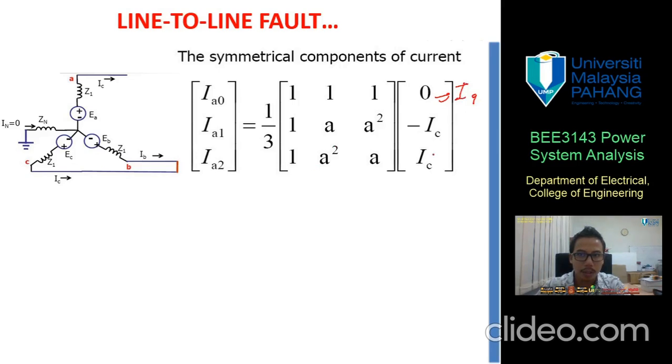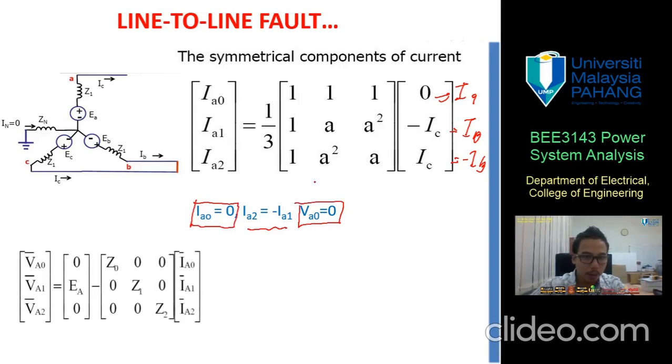Because IC equals negative IB, that's why IB equals minus IC. From here you can just multiply it. Just solve this matrix, and you're going to get IA0 equal to 0, IA2 equal to minus IA1, and you get VA0 equal to 0. Then after that, we are going to use the same general equation as before, same as the single line to ground. Please refer to the SLG, single line to ground slide.